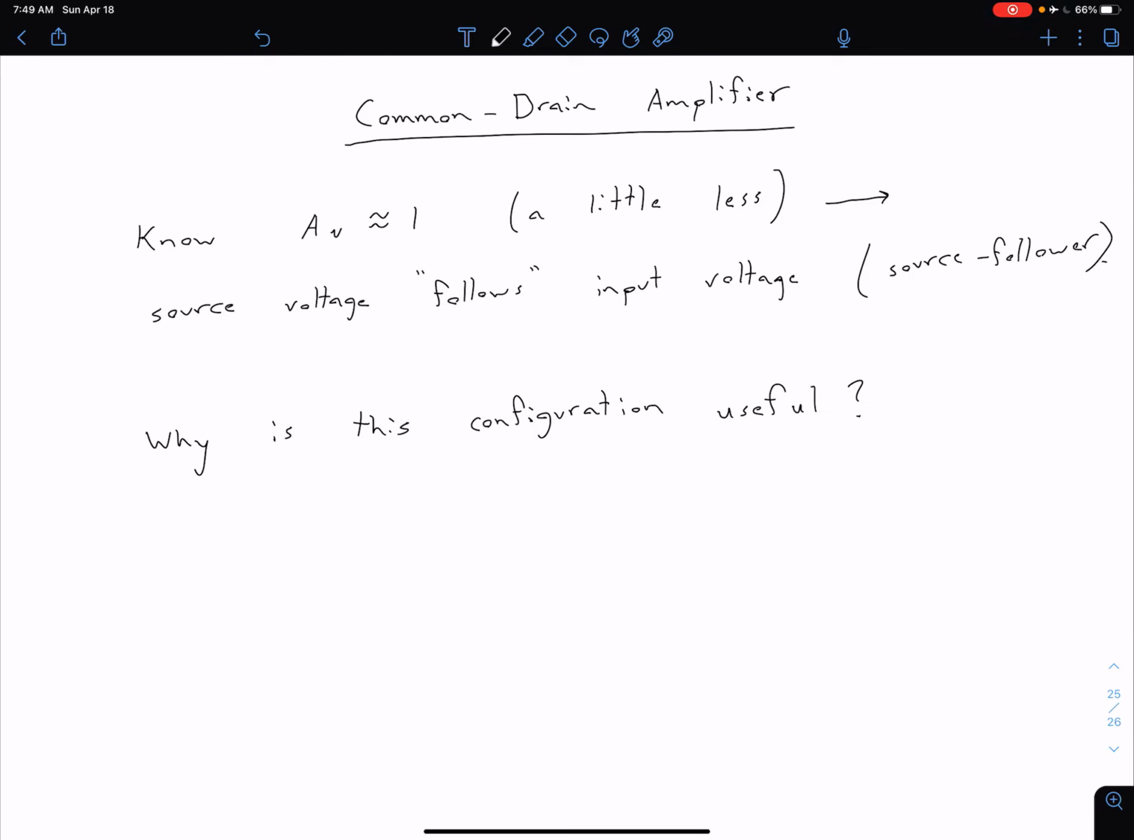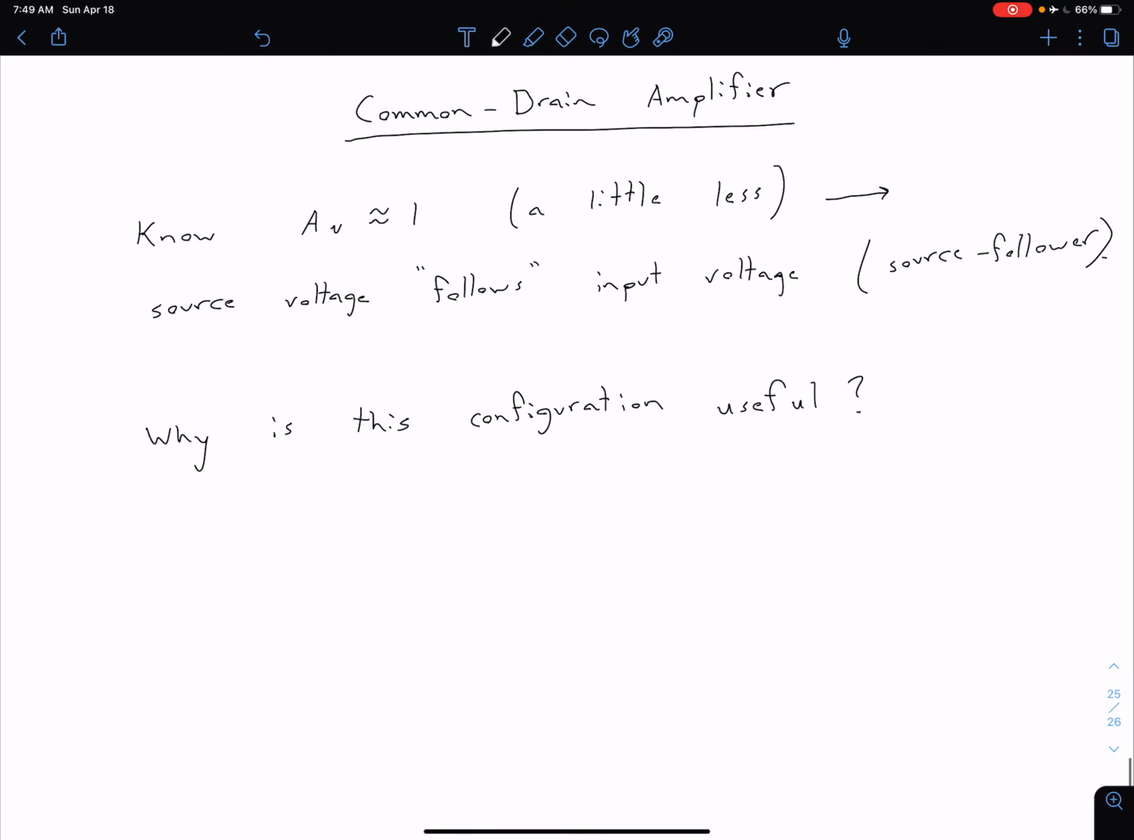In the previous video, we saw that our common drain amplifier had a voltage gain of about 1, and really we said it was actually a little bit less than 1. And so first of all, let me come back and say something about the notation that I forgot to mention in the previous video. And with that voltage gain being 1, and the output voltage being defined at our source, we can then say that the source voltage follows the input voltage. So this is the reason you'll often hear a common drain amplifier referred to as a source follower, because the source voltage is following the input voltage.